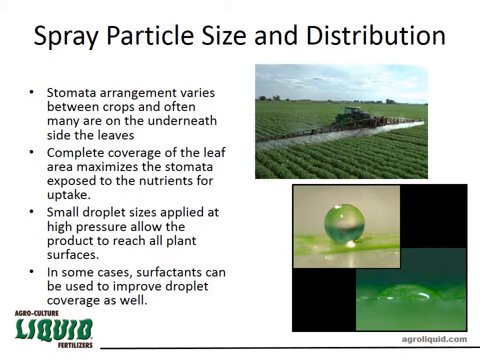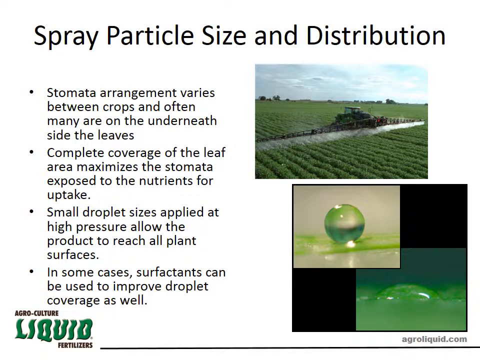So the final consideration we need to take into account when we're applying products foliarly is the spray particle size and distribution. Stomata arrangement varies quite a bit from crop to crop, and many times those stomates are on the underneath side of the leaf. And so complete coverage of that leaf is going to be essential in being able to get that product into the plant. We want to try to look at using small droplet sizes that are applied at high pressure so that allows that product to reach all the plant surfaces.